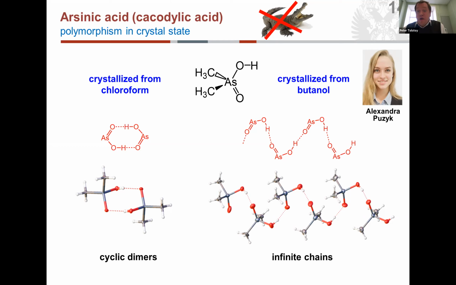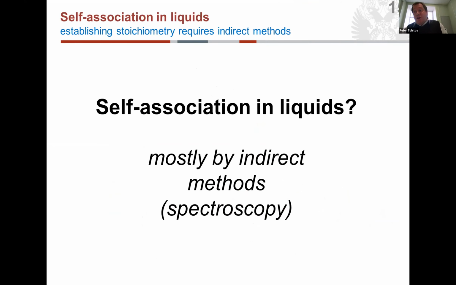Okay, so this molecule, depending on the conditions, on the solvent from which the crystals are grown, can form either dimers or infinite chains. So there's more flexibility in the proton donating and accepting directions of this molecule. Okay, so this whole story was about the crystal state. But what happens in liquids? And this is what we are mostly interested in.